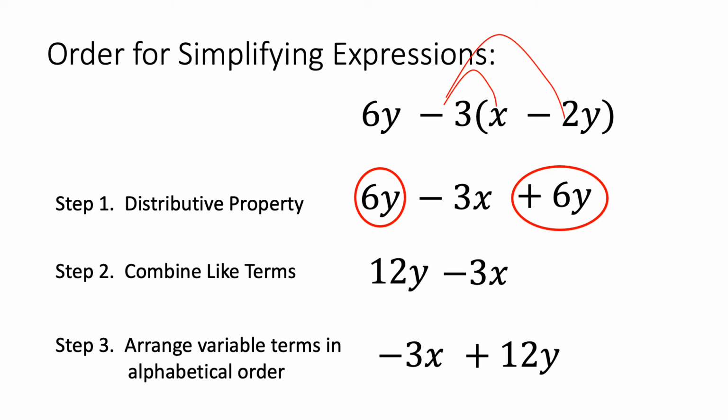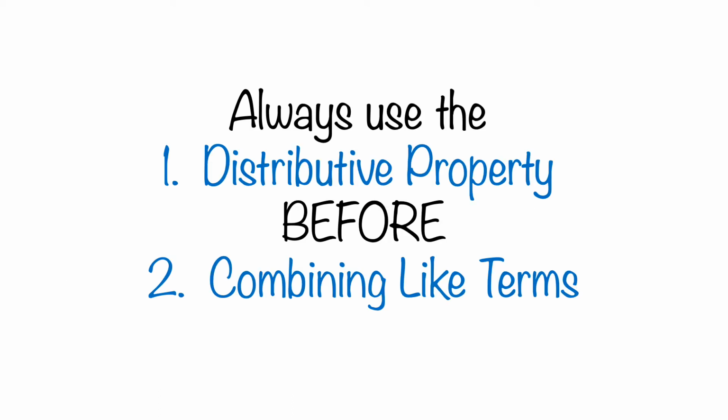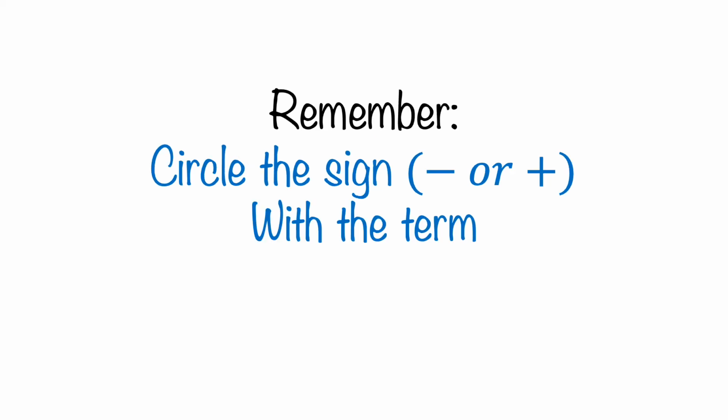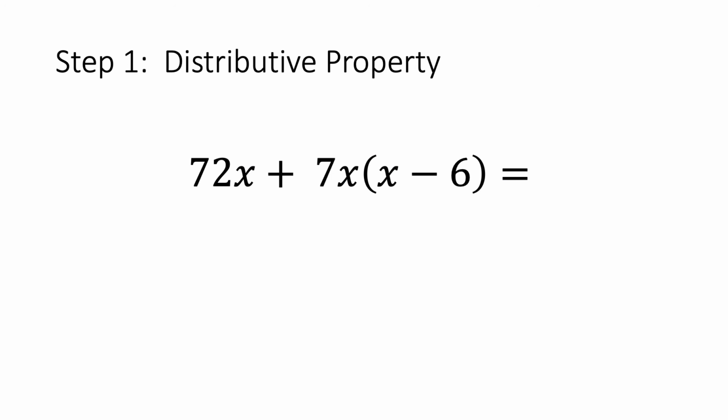We always do the distributive property first. Always do distributive property before we combine like terms. And remember to circle the sign, whether it's negative or positive, with the term. So in this example, it says 72x plus 7x times x minus 6 in parentheses. We're not going to add 72 plus 7x. That is not the first step.